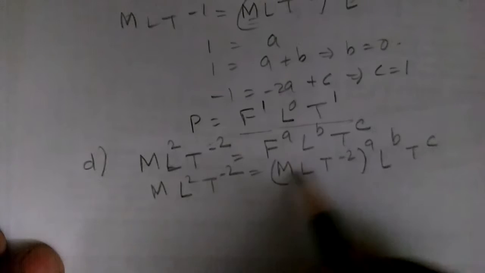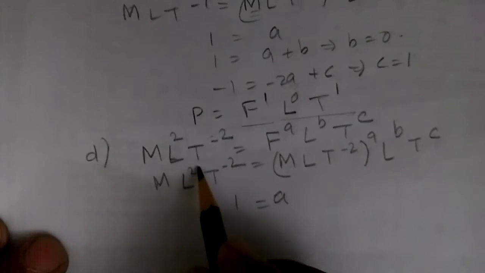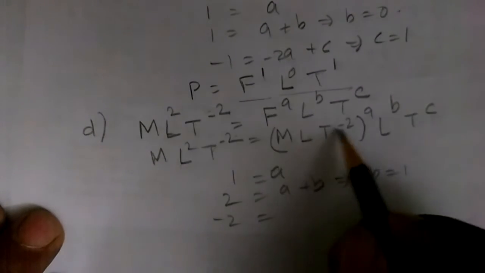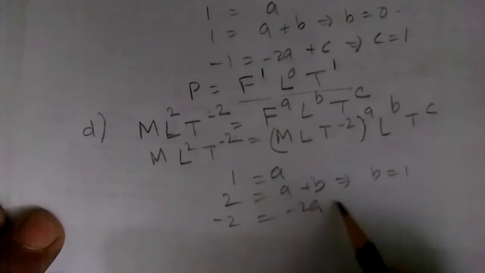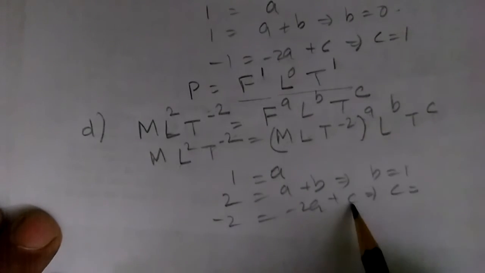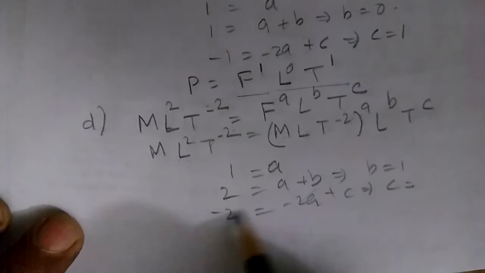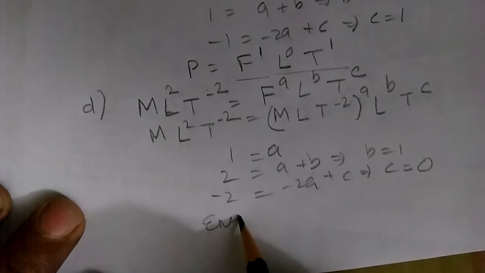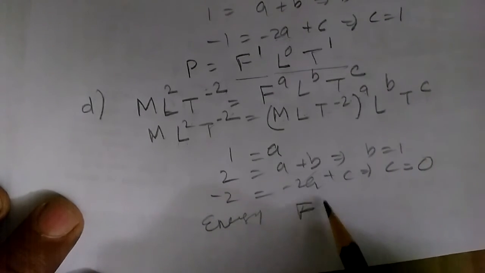Equate the coefficients: M to the power a here, so a is equal to 1. Coefficients of L is square, so 2 here, and L here is L to the power a plus b. A plus b is equal to 2, a is 1, so b is equal to 1. And finally T to the power minus 2 here, and here T to the power is minus 2a plus c. Substituting a is equal to 1, minus 2 cancels, c is equal to 0. So the energy dimension formula can be expressed as F to the power a, which is 1, L to the power b, which is 1, and T to the power 0, or F into L.